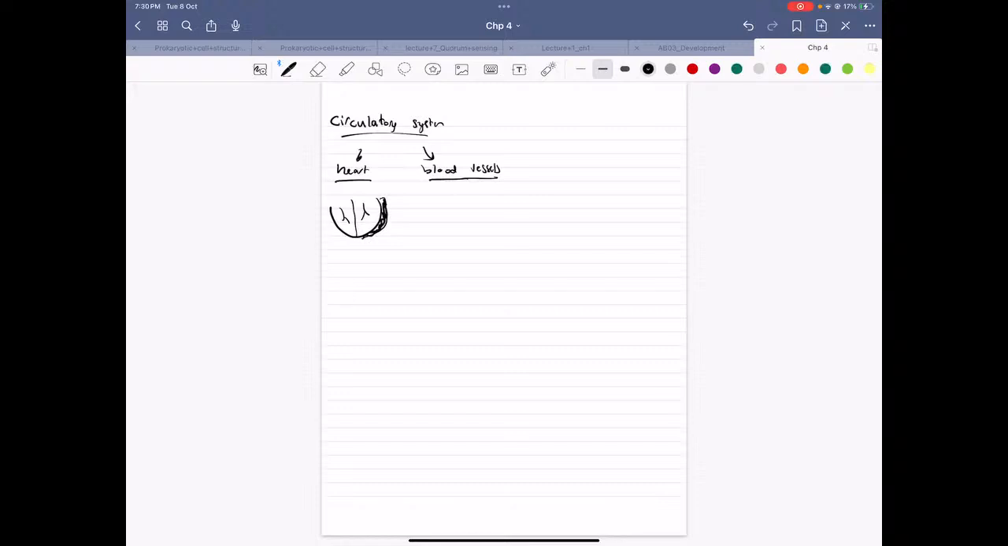Remember, we said the left side is more muscular because it has a higher pressure, and the left side also carries oxygenated blood, while the right side of the heart carries deoxygenated blood. And remember, we spoke about the valves we have. We have atrioventricular valves, and we also have the semilunar valves.